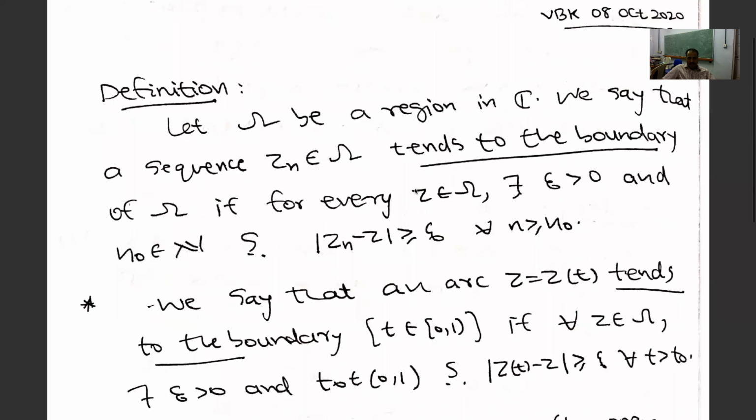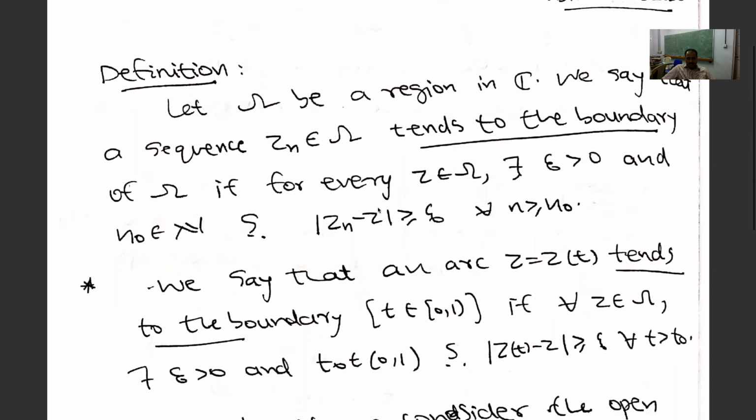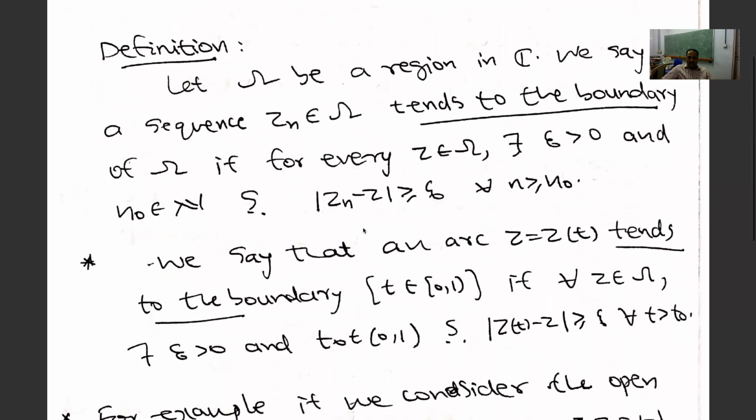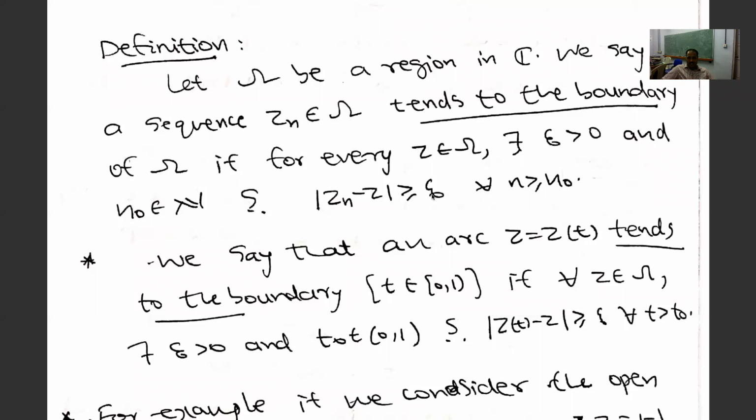Now, we need a definition. What do we actually mean by extending to the boundary? What do we mean by a sequence Zn tends to the boundary, or an arc tends to the boundary? Let me make it rigorous. A sequence in a region tends to the boundary means that for every element Z in omega, you are able to find an epsilon such that after a certain stage, the absolute value of Zn minus Z is greater than or equal to epsilon. That means this sequence will leave the neighborhood of Z.